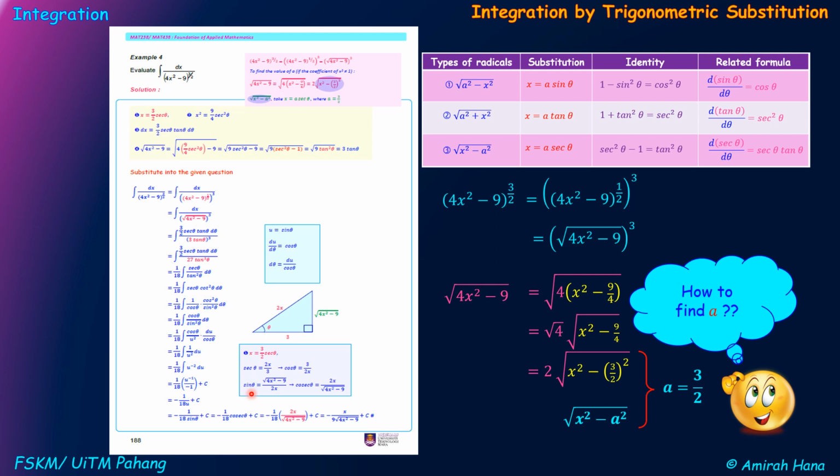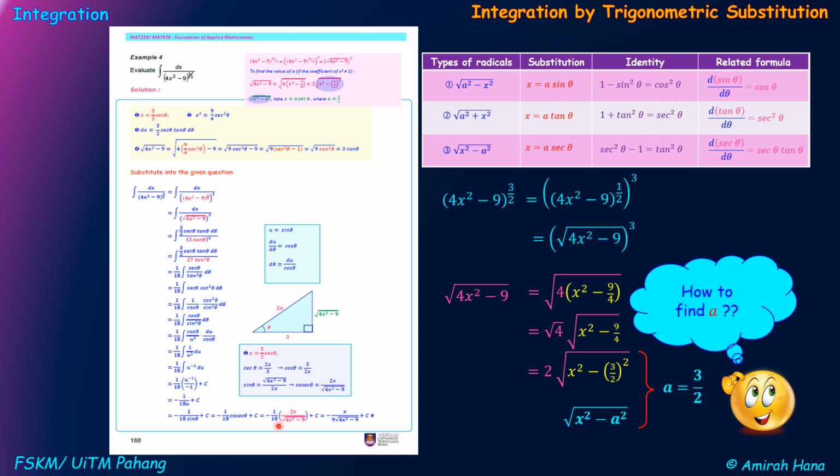Sin theta, sebab dah tahu all three sides ni, kita boleh refer di sini. Sin theta adalah opposite over hypotenuse. So ini kita punya sin theta. And then cosec theta ni adalah reciprocal function for sin theta. So we just exchange numerator and denominator from sin theta ni, dapatlah cosec theta. Cosec theta equals to 2x over square root of 4x squared minus 9. So daripada cosec theta ni, kita gantikan dekat sini.